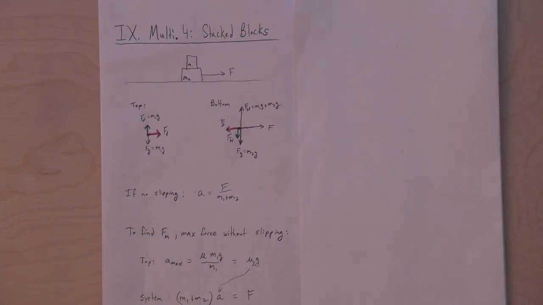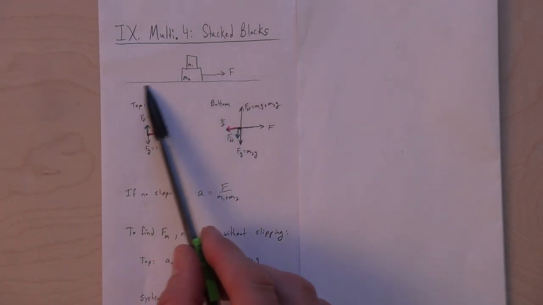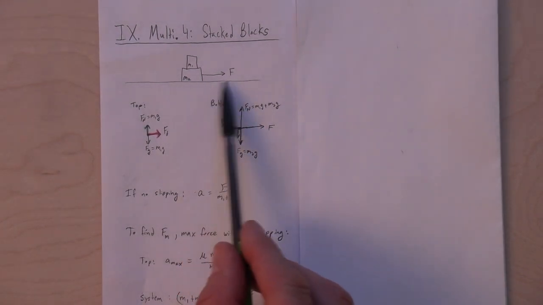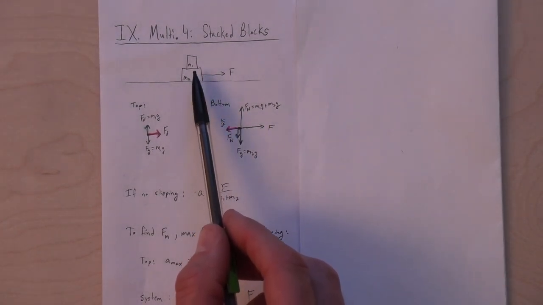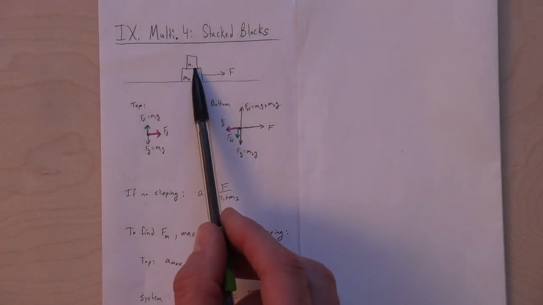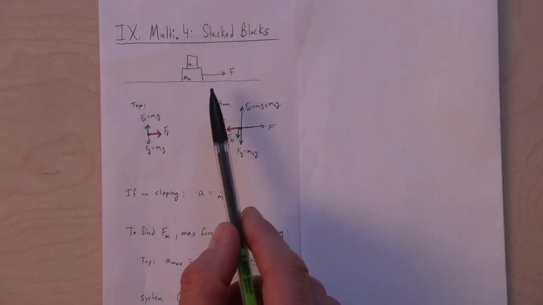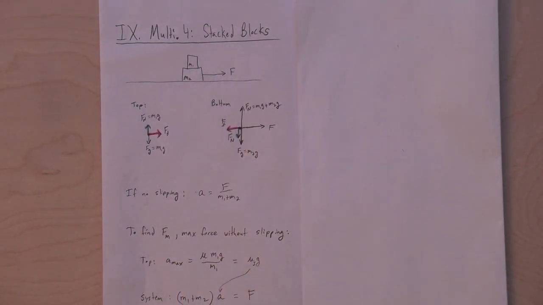Multi-body 4, stacked blocks. So I have a horizontal surface here. I made it frictionless in this situation. Very often it is in AP problems, but it could have friction on the bottom. But on top of block 2 is block 1, which is held in place by friction. So I pull F over here and these two blocks accelerate. So here's the force diagram.